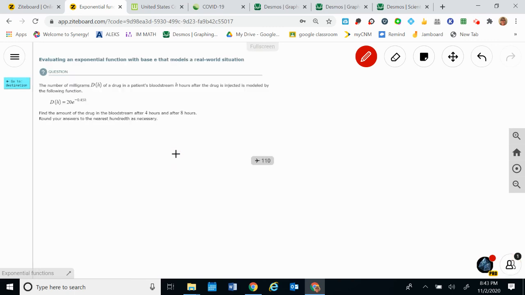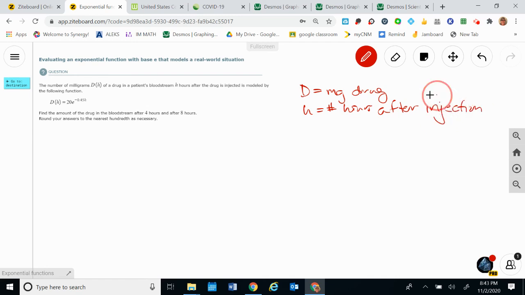Then it wants you to plug in things using this. It says the number of milligrams D of H. So we know that D depends on H. It's the number of milligrams of a drug. D stands for drug, milligrams of drug. They don't tell you that, but that's what it is. And H is the number of hours after injection.